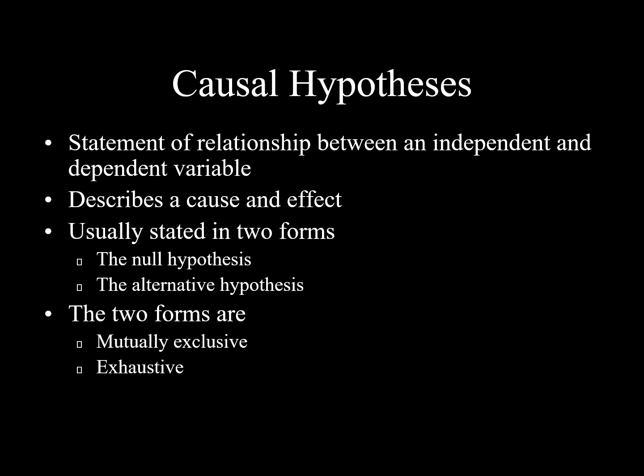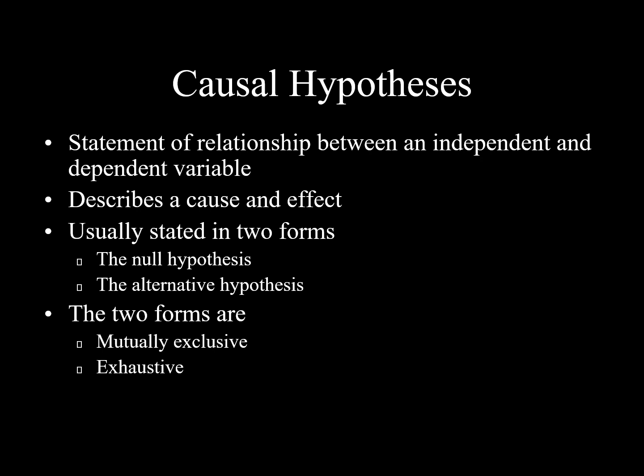So a causal hypothesis describes a cause and effect, and it's usually stated in two forms. Actually, I should be a little bit more careful here. It's stated in one form, which implies a second form. So the null hypothesis is usually not actually stated. It is assumed. And the null hypothesis basically is that there is no relationship. The alternative hypothesis is usually the one that we will write out.